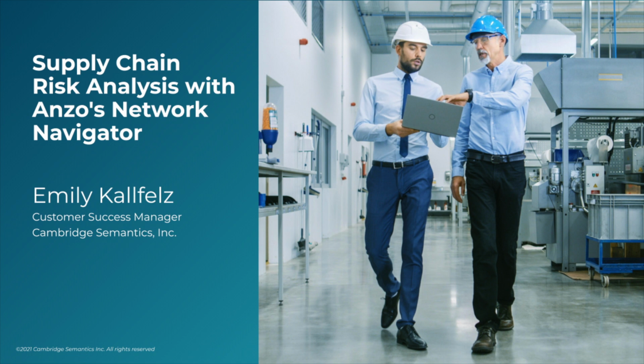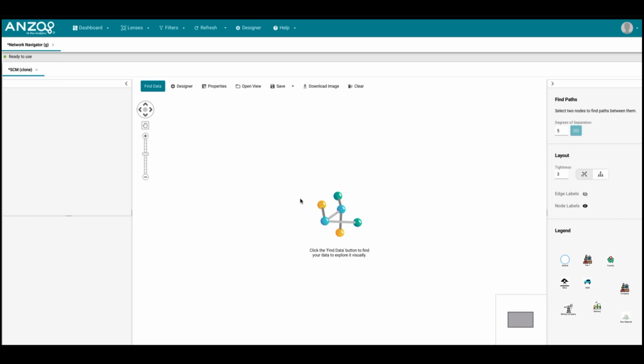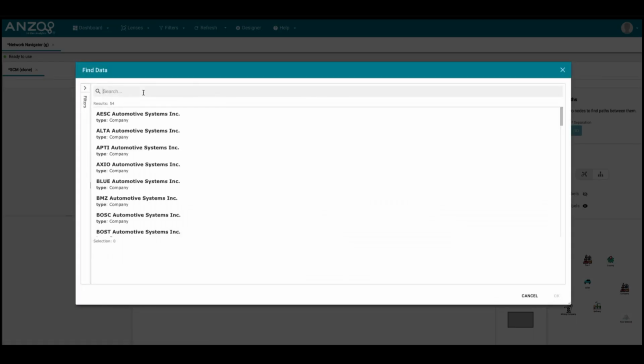So during this demonstration, we're going to explore a knowledge graph for automobile manufacturing supply chain data, looking to identify and investigate fragility in the supply chain. There are really many ways to visualize a knowledge graph, but let's start by targeting a specific automobile manufacturer. Here we can see all of the data available in the knowledge graph for showing in the network.